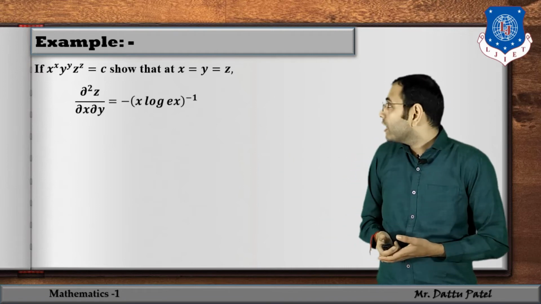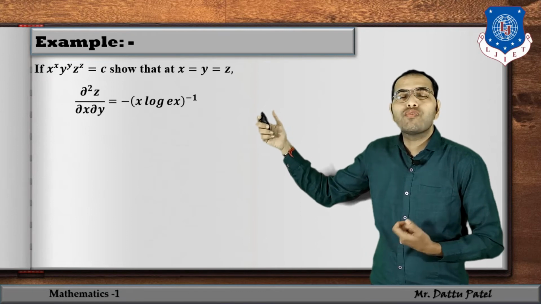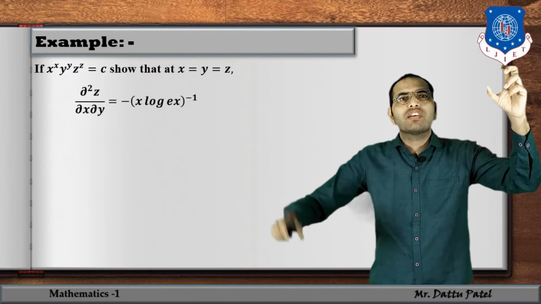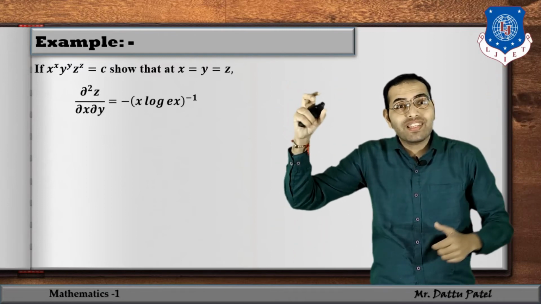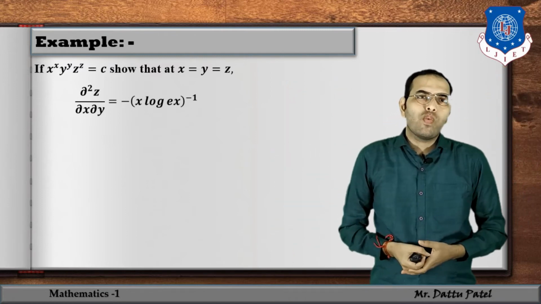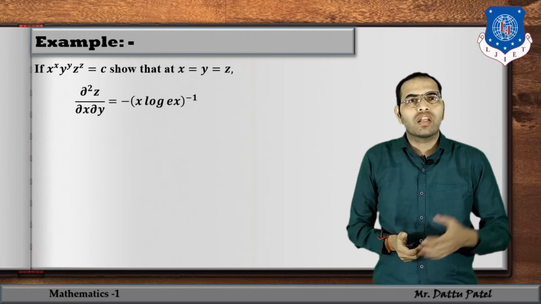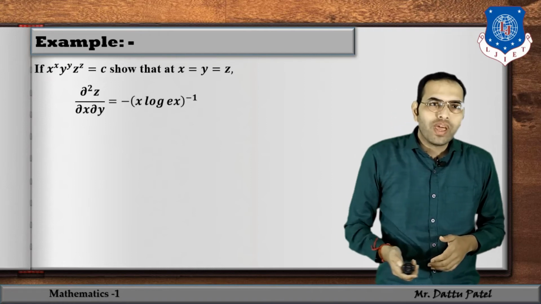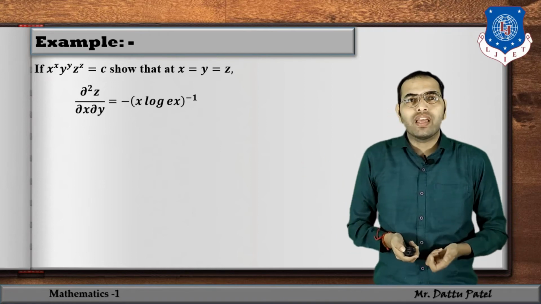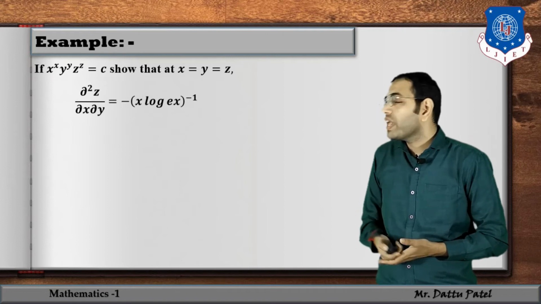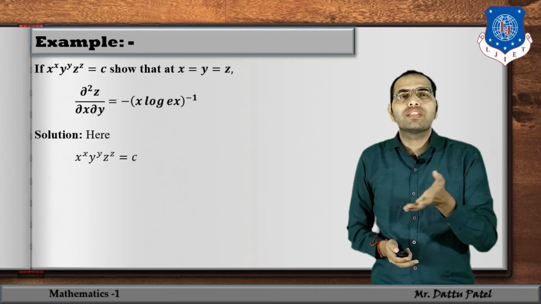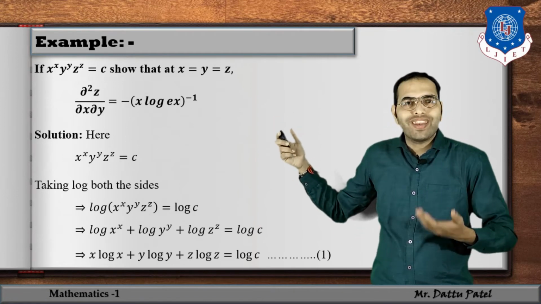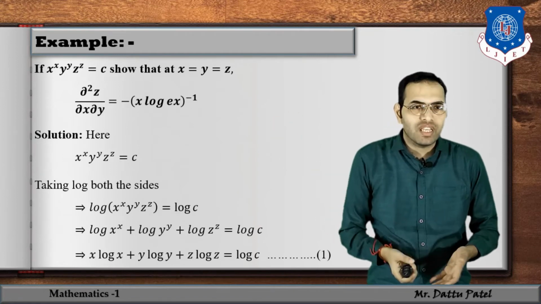According to the condition we have to prove ∂²z/∂x∂y. We can say that z is a function of x and y, which are two independent variables. Then, for finding that, firstly, taking logarithm on both sides of our implicit function, it becomes log of x^x y^y z^z = log c.